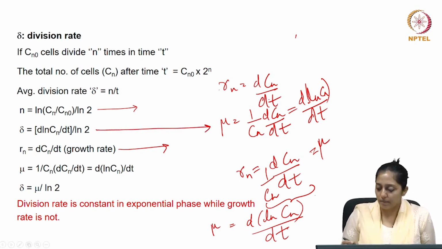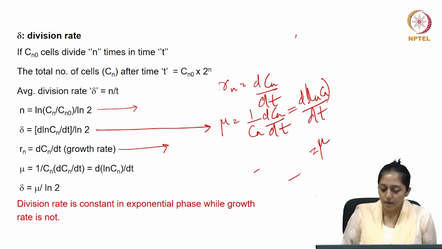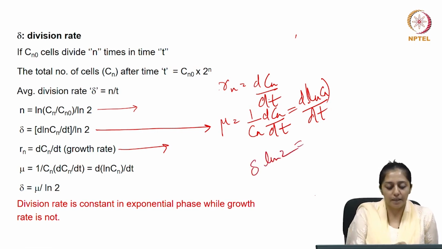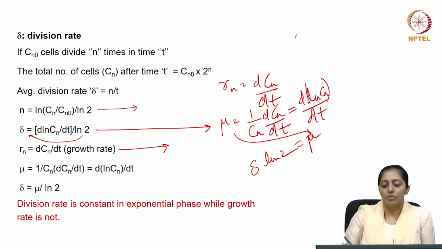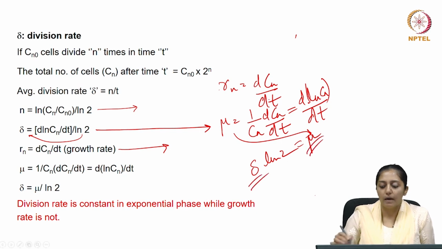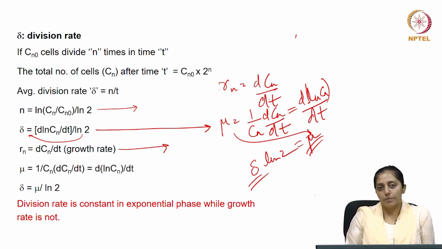From this equation, if I do the substitution for d ln Cn by dt, the division rate times ln 2 will be equal to d ln Cn by dt, which then becomes equal to mu from this equation. So, this is how mu and division rates are correlated. Because the specific growth rate during the exponential phase is constant at its maximum till the substrates are in excess, the division rate is also at its maximum.